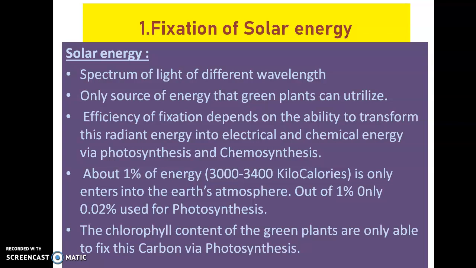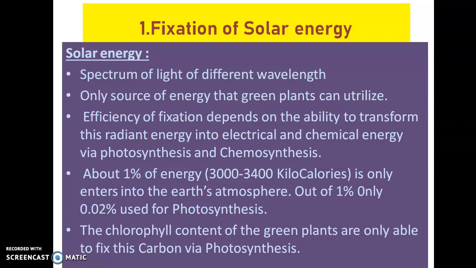We know that solar energy constitutes the spectrum of different light having different wavelengths, and it is the only source of energy that green plants are able to utilize. They utilize this energy by carbon dioxide fixation, and the efficiency of carbon dioxide fixation generally depends upon the ability to transform this radiant or solar energy into electrical and chemical energy. This conversion generally occurs by means of two important processes, that is photosynthesis and chemosynthesis.